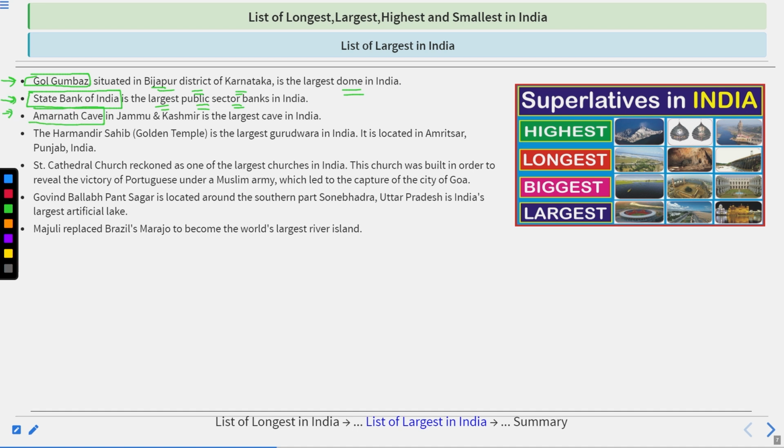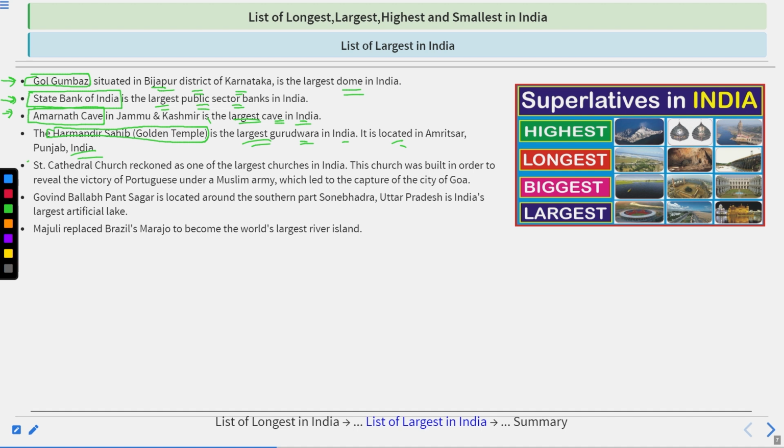Amarnath Cave lies in Jammu and Kashmir. It is the largest cave in India. Got it? Harmandir Sahib Golden Temple, it's the largest Gurudwara in India located in Amritsar, Punjab.